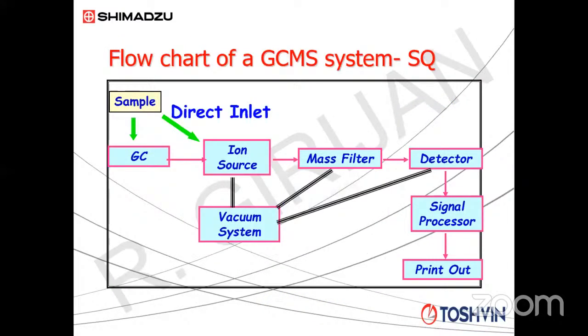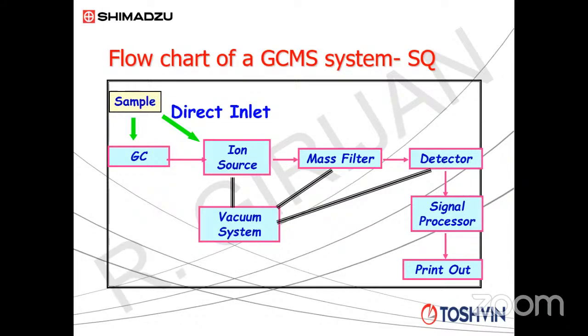Let us consider the flow chart of a SQ. SQ means single quadrupole. When you talk about GC-MS or LC-MS, there can be single quadrupole systems or triple quadrupole systems. What I am discussing today is only a single quadrupole GC-MS system. Otherwise, triple quadrupole means GC-MS-MS, like LC-MS-MS. Again, now the flow chart of a GC-MS system, single quadrupole. In the diagram you can see you have got a sample, and that sample contains many different compounds, more than 2. It can be 2, 10, 15, 20, whatever it is. Many compounds are present in the sample.